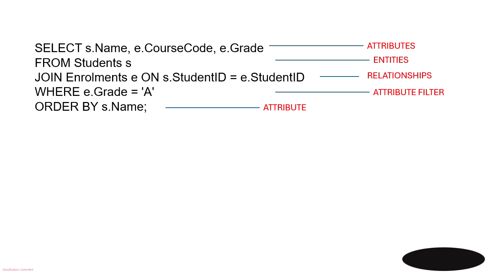And then once I get the results, I want to order the results by the student name attribute in alphabetical order. So I use the attribute again in the order by clause. So as you can see here, in a select statement, the different concepts of the data model are being used.